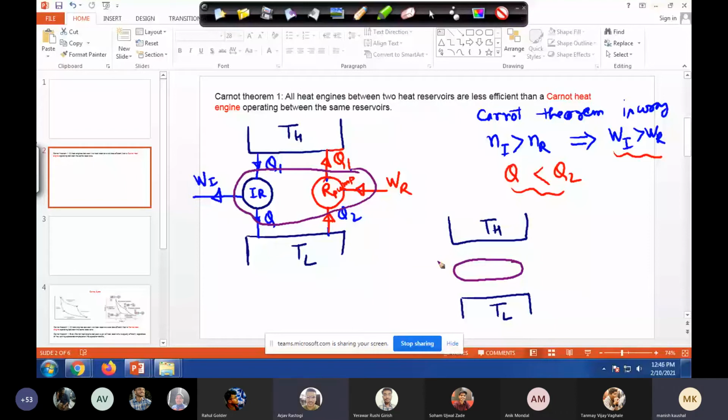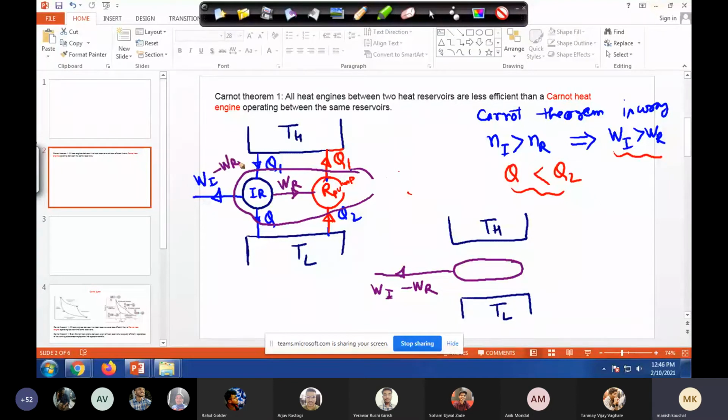Net work output, WI minus WR. Wonderful. How can we do that? Basically, whatever WI you are getting, some part of this you need as WR, since it's a single device. So rather than supplying it from outside, you will provide this WR from the output of the irreversible engine. If you are giving WR here, the net output will be WI minus WR.